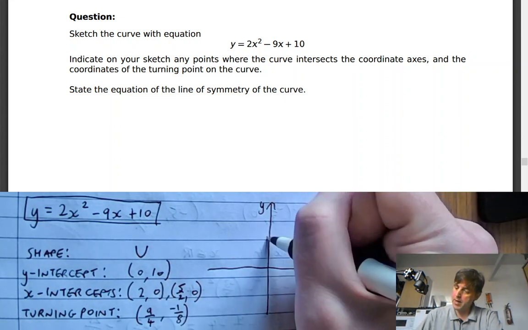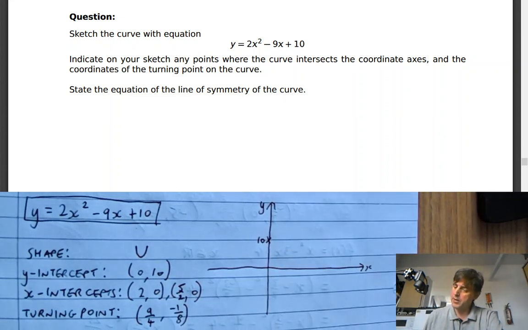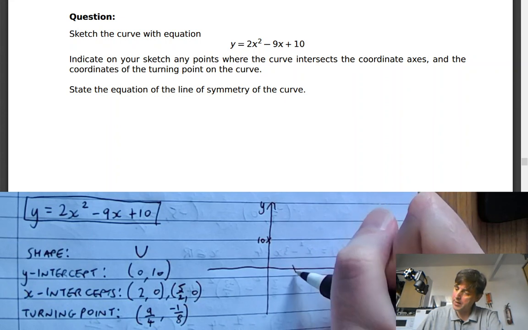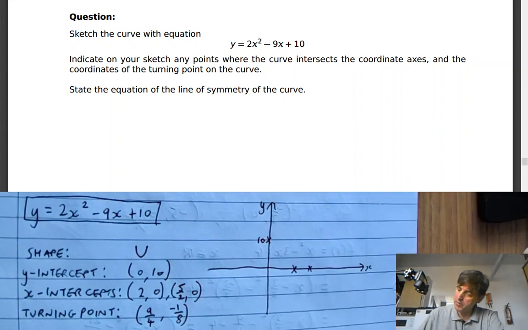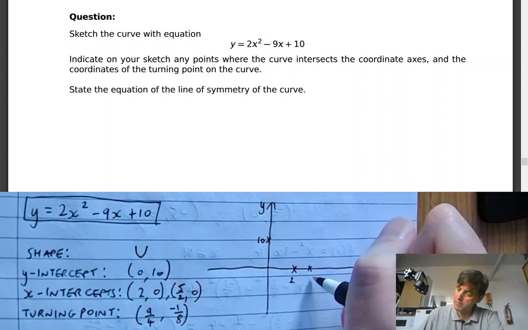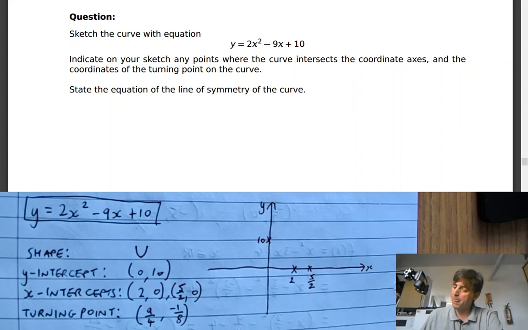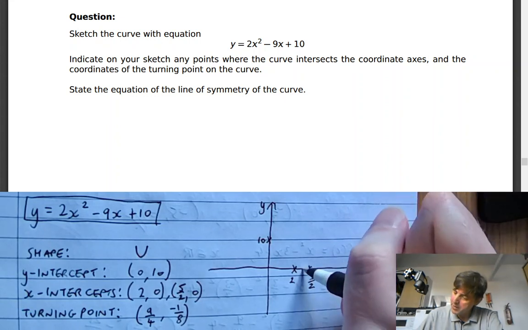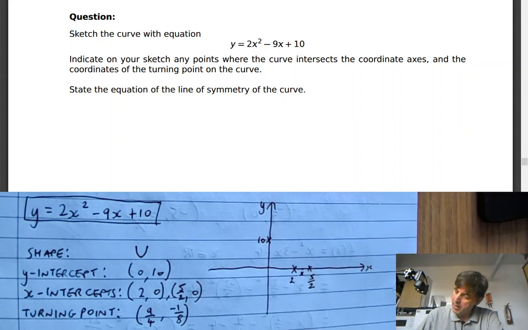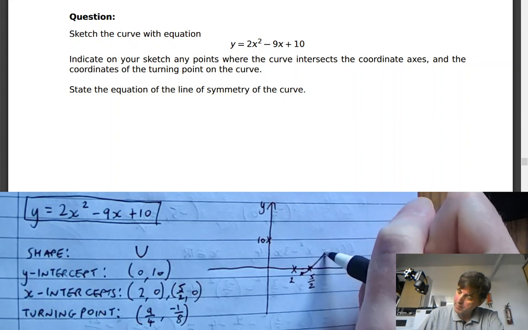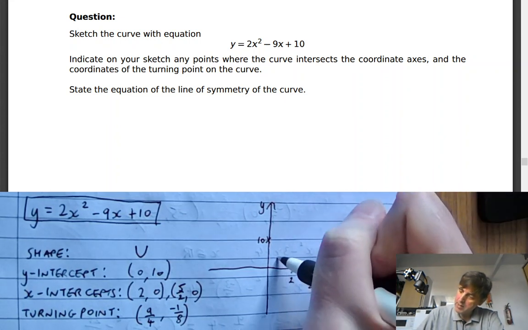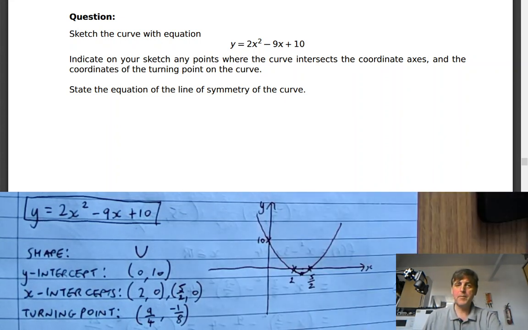Putting all that into the graph, y-intercept at 0, 10, so let's put 10 about there. Sorry, did I say x-intercept? I meant y-intercept there. The x-intercepts happen at 2 and 5/2, so we'll put those there. 5/2 is of course 2.5. And the turning point is at 9/4, -1/8, so somewhere round about there. And so our curve must look a bit like that.